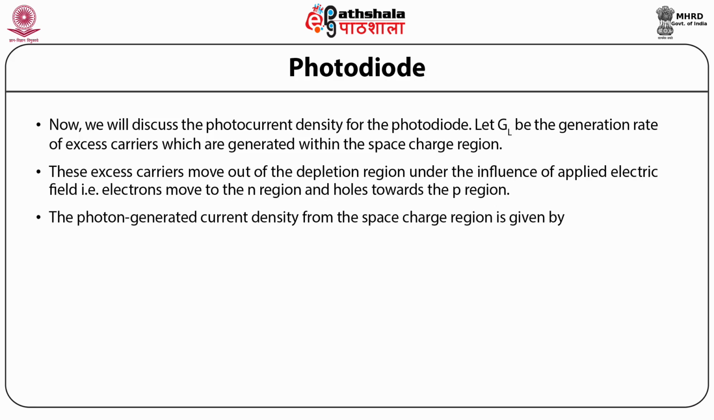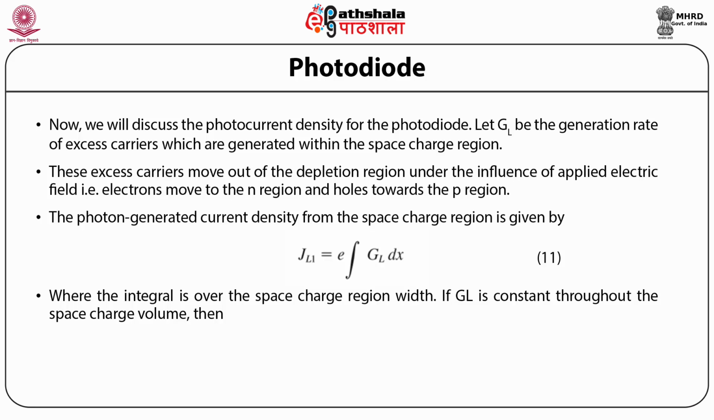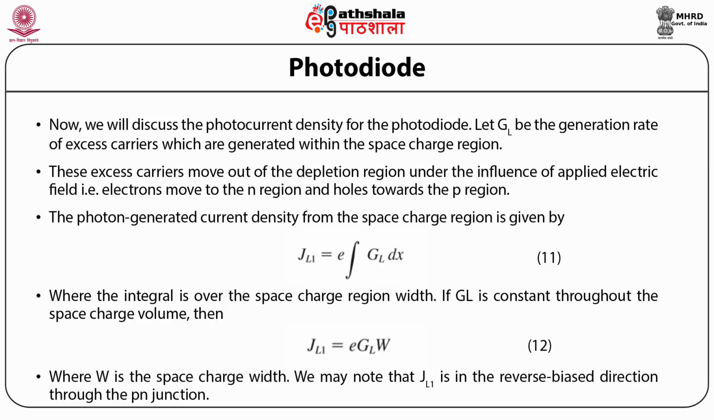So the photon generated current density from the space charge region is given by JL1 equal to e multiplied by the integral of GL dx, where the integral is over the space charge region width. If GL is constant throughout the space charge volume, then JL1 is equal to e GL W, where W is the space charge width, and we may note that JL1 is in the reverse bias direction through the PN junction. So this component of photocurrent responds very quickly to the photon illumination and is known as prompt photocurrent.